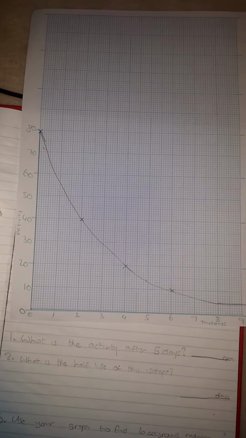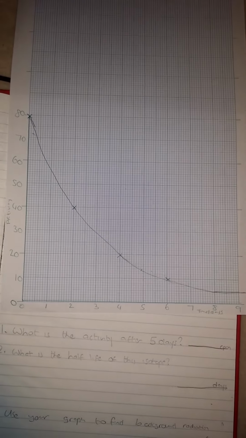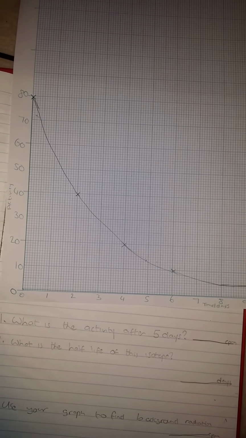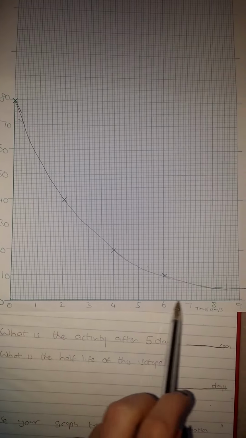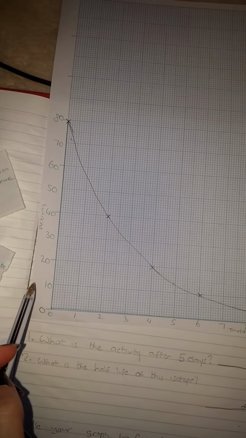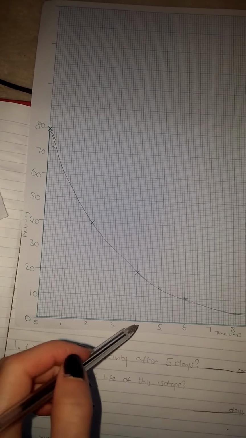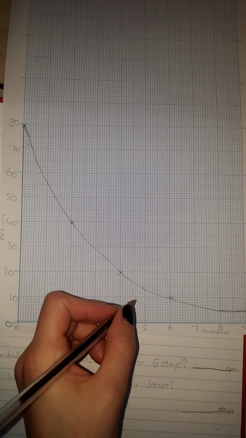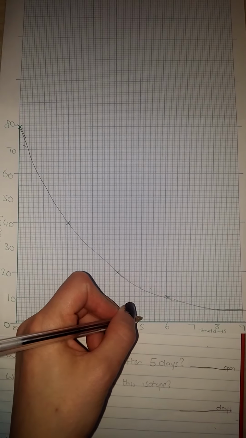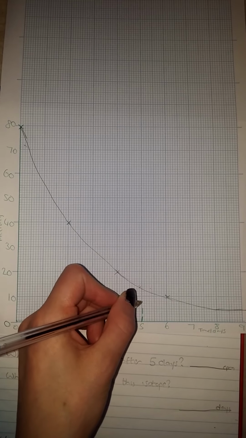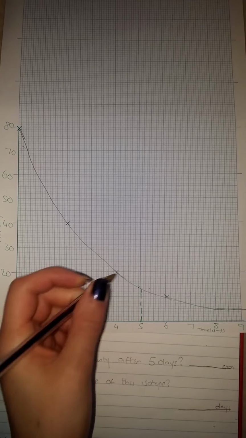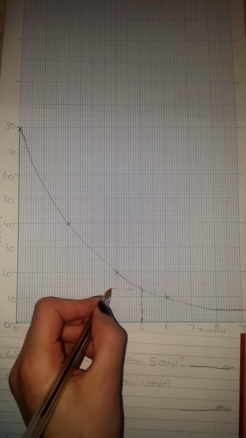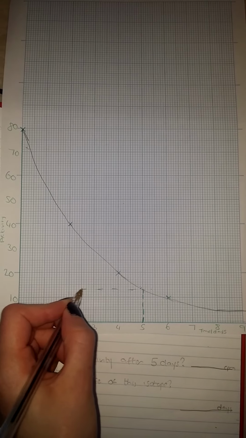Okay, the first one here is what is the activity after 5 days? What you have to do is, we've got our time axis at the bottom and we have our activity on the y-axis. So after 5 days, you just go to 5 days, draw a line up, see where it hits your graph, and then draw a line across.